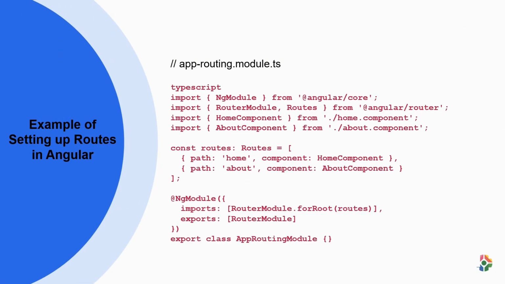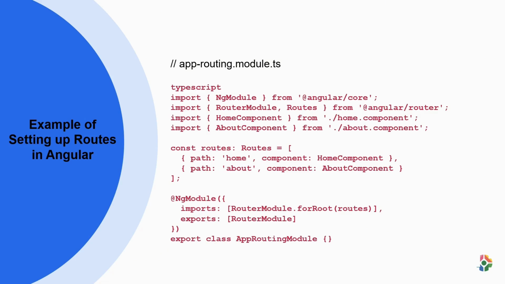The provided TypeScript code represents the routing configuration for an Angular application. In the app-routing.module.ts file, a module named AppRoutingModule is defined. Within this module, Angular's NgModule decorator is imported from @angular/core, along with RouterModule and Routes from @angular/router. A constant named routes is declared, containing an array of route objects.